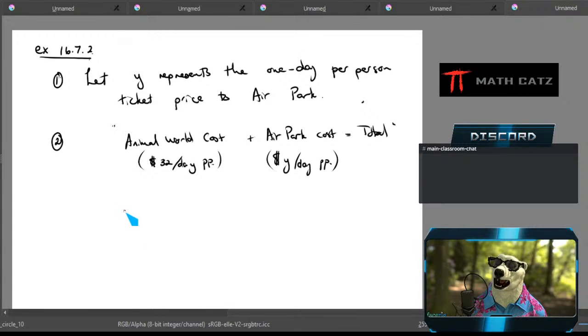Okay, so now let's see. So Animal World costs $32 a day per person. Now everything is just happening on one day, so I don't really care about the day. Now she bought tickets for herself and four of her friends. So she bought 5 tickets. So Animal World is going to cost 5 times 32.